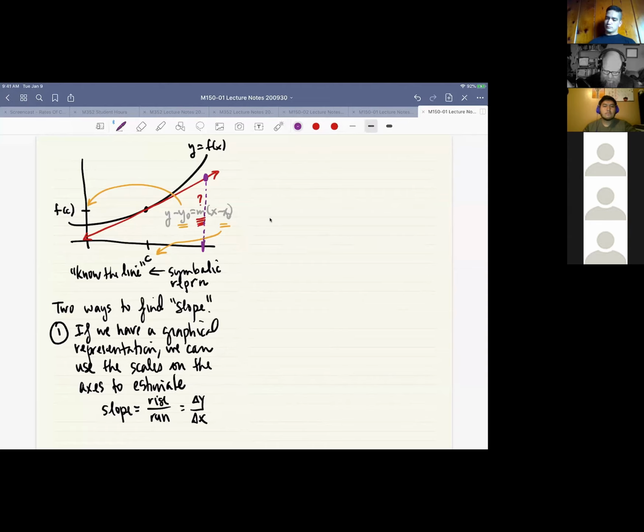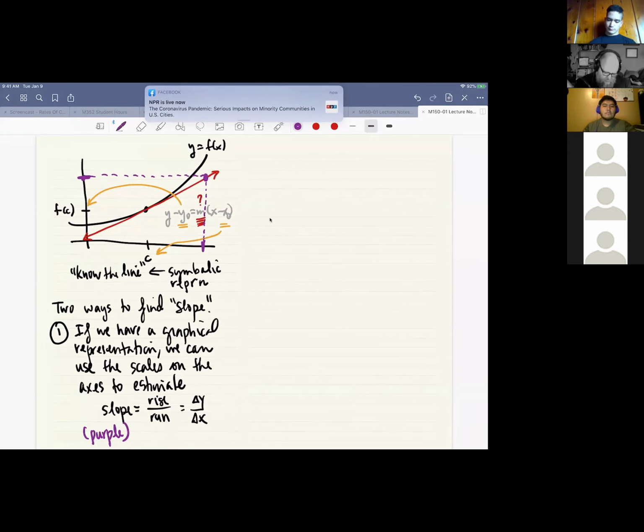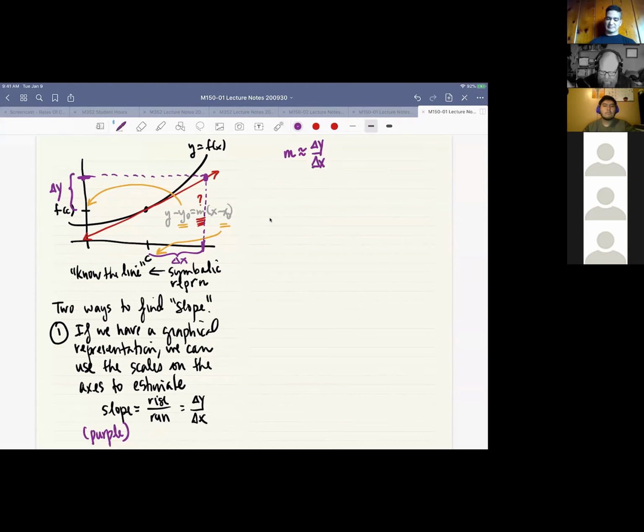If you use the tick marks on the axes, you can pick another point on the graph. And I'm denoting this in purple. And then with that other point and using the axes, you can calculate or estimate, and this would always just be an estimation because you're doing it visually. You're not using a formula or anything. You can estimate delta y over delta x, right? And then you say your m is approximately equal to delta y over delta x. Then finish the formula.